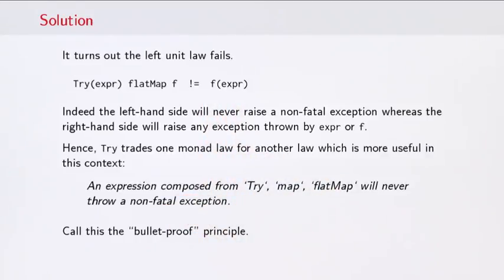So that means that the left unit law cannot possibly hold for a good implementation of Try, and otherwise put, that Try, in a sense, trades one monad law for another law, which in this context is more useful. That other law, I call it the bulletproof principle, would be that an expression composed from Try, map, and flatMap will never throw a non-fatal exception.